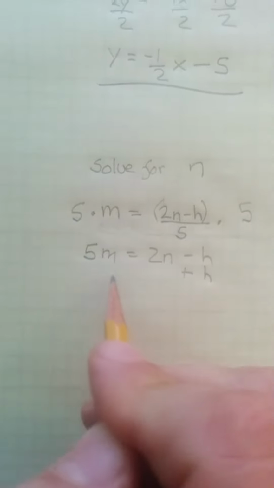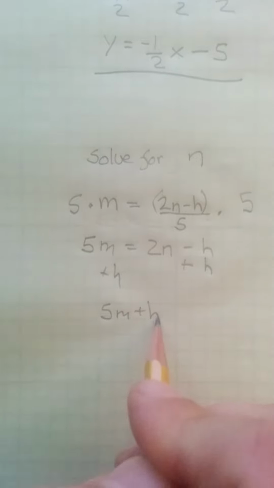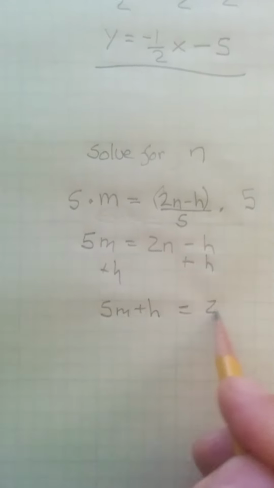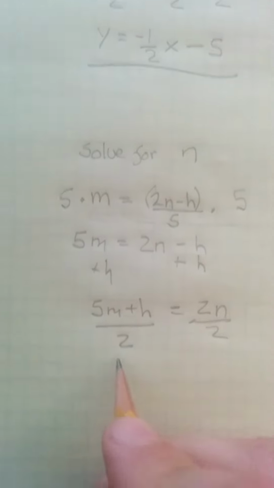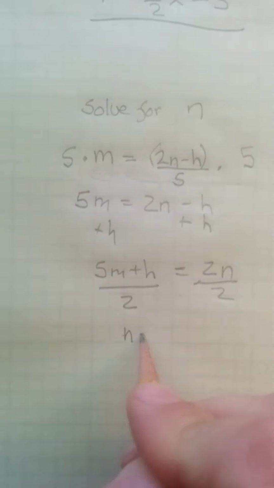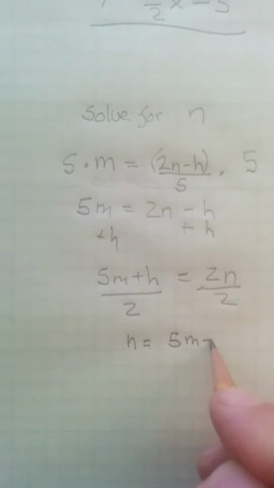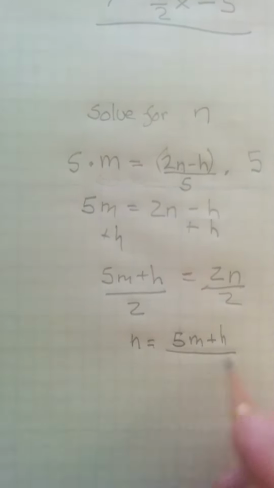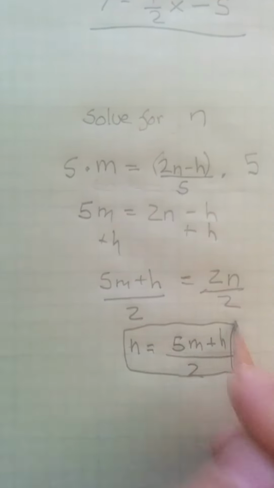I can now get rid of the addition. And now divide by 2. Now I'm going to write the n on the left-hand side just so it conventionally looks better. And there we go.